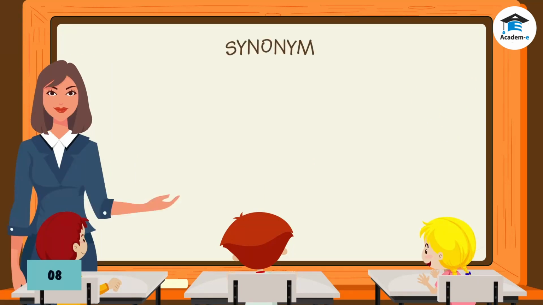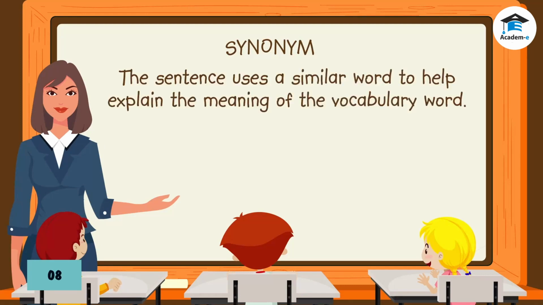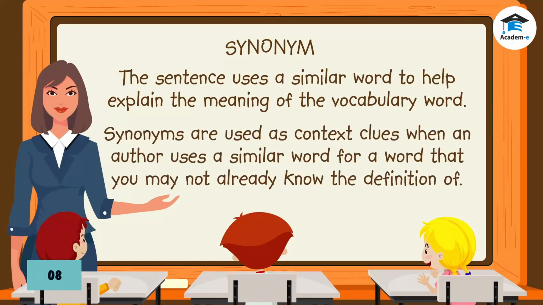The second one is synonym. When using synonyms, the sentence uses a similar word to help explain the meaning of the vocabulary word. Synonyms are used as context clues when an author uses a similar word for a word that you may not already know the definition of.